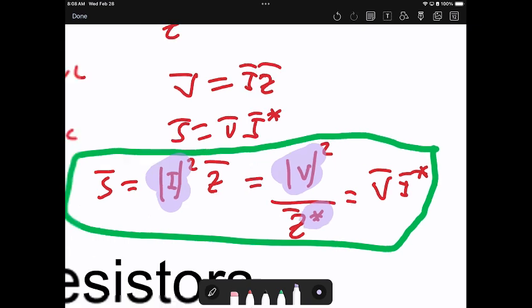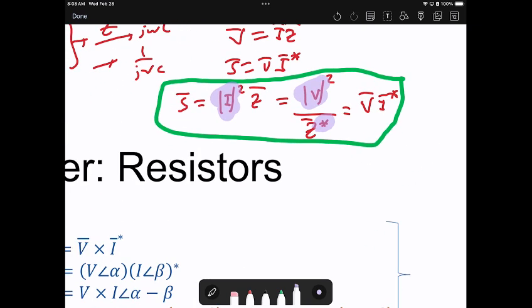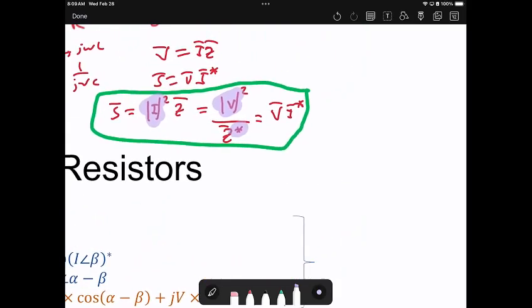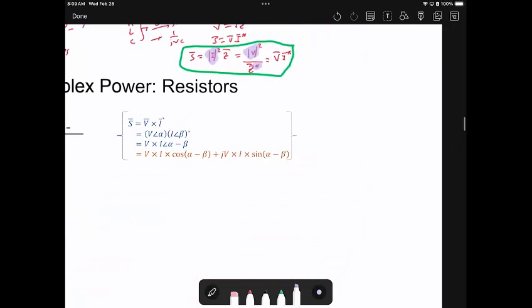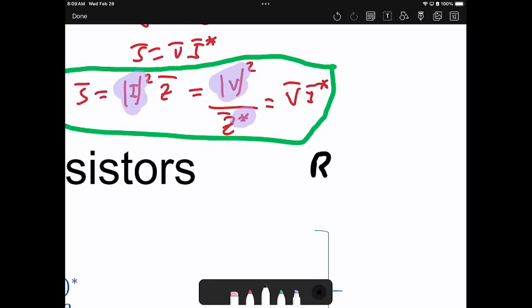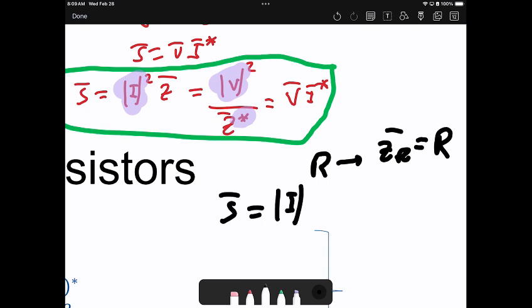Then I can apply this formula to any other passive element. Even here, I don't need to use these notes. I can write it here. Whenever we have a resistor, then Z of the resistor will equal R. Therefore, S bar will be I squared as a magnitude times R, or V squared as a magnitude over R conjugate, and R conjugate is the same as R because it's only a real number.